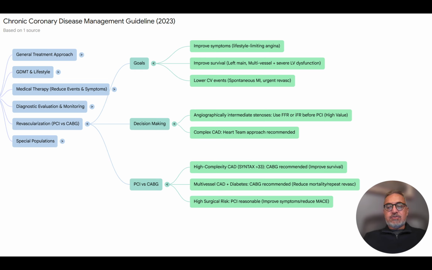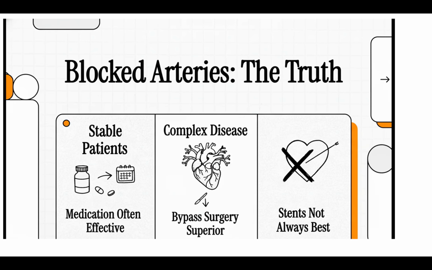When you decide PCI versus CABG, patients with a high syntax score of more than 33 should be considered for bypass rather than stenting. Multivessel disease with diabetes, CABG is recommended to reduce mortality and reduce repeat revascularizations. Patients at high surgical risk, PCI would be reasonable to improve symptoms and to reduce MACE events.